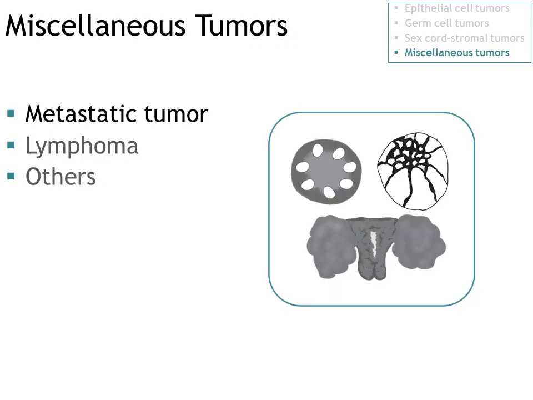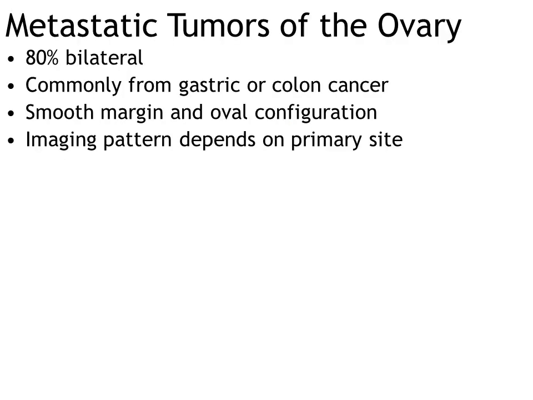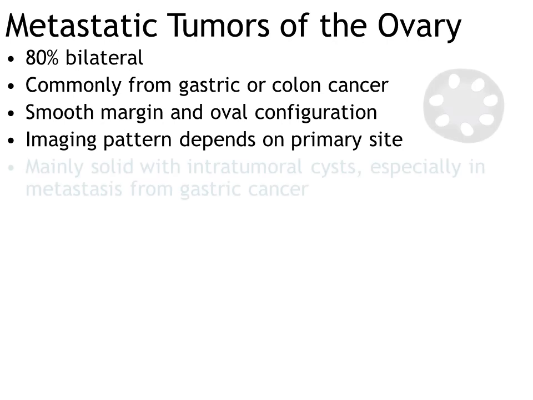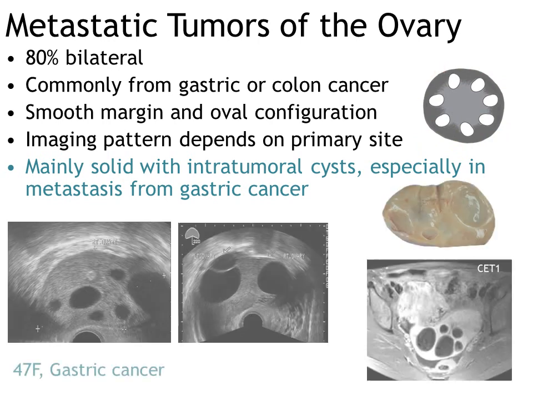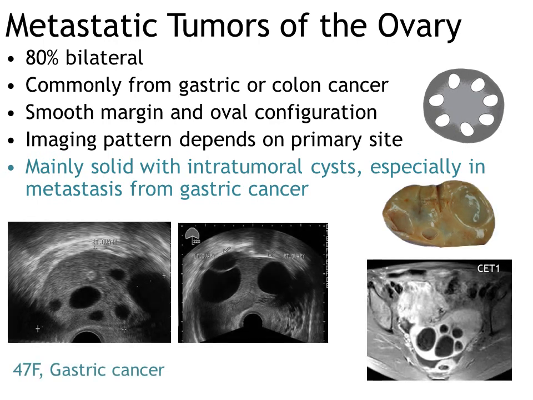Now, the last category of ovarian neoplasm is the miscellaneous tumor category, including metastatic tumors and lymphoma. 80% of metastatic tumors are bilateral, and they are commonly from gastric or colon cancer. They usually have smooth margins and keep an oval configuration, and the imaging pattern depends on the primary site. The typical imaging pattern is like this schema, mainly solid with intratumoral cysts, especially in metastasis from gastric cancer. And this is a case of metastatic tumor from gastric cancer showing this pattern.